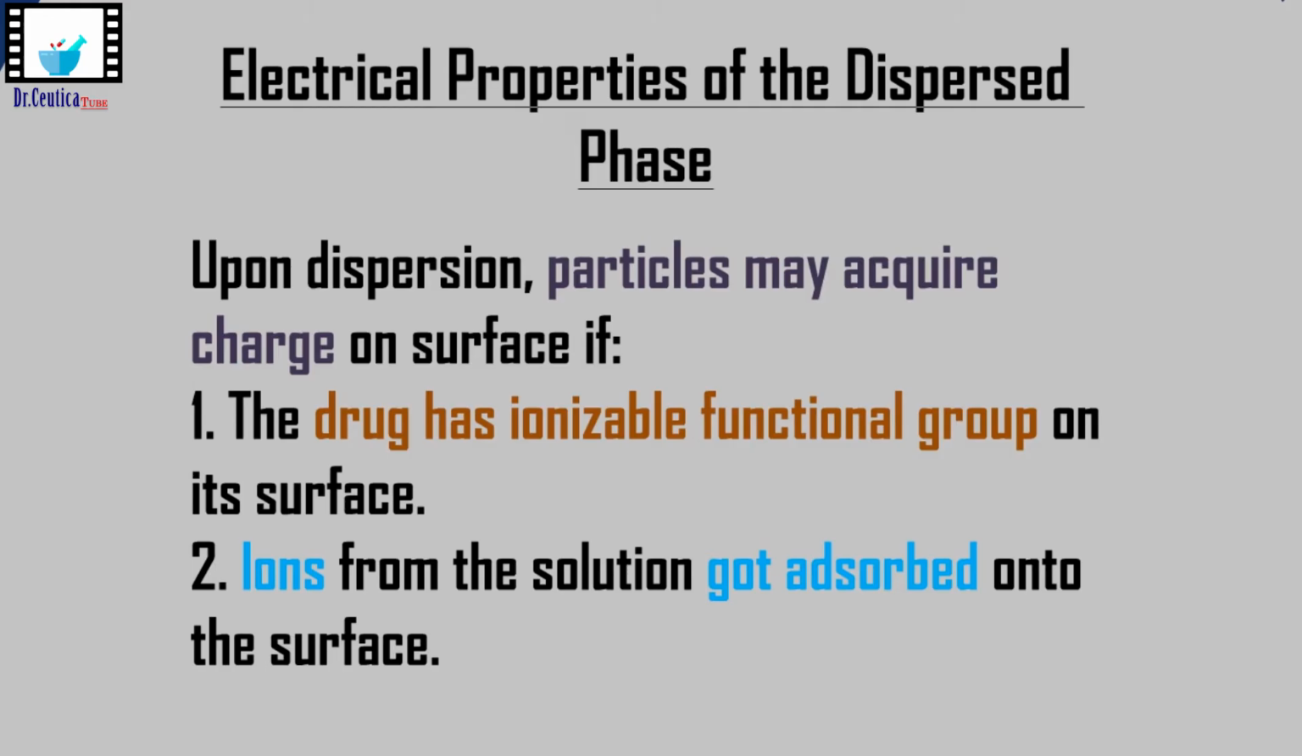Another way by which dispersed particles acquire charge is through absorbing ions on the surface, for example, ions from electrolytes present in the aqueous dispersion medium. So, in either case, we end up having ions on the surface of the particle.